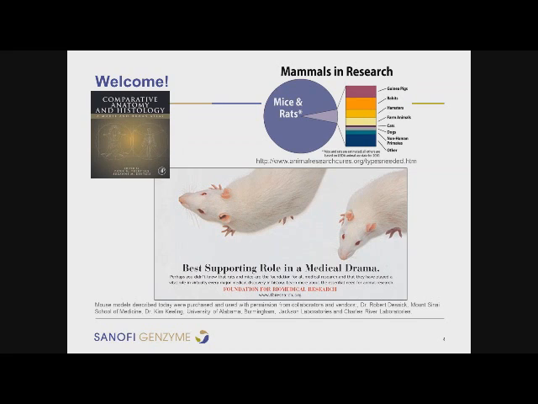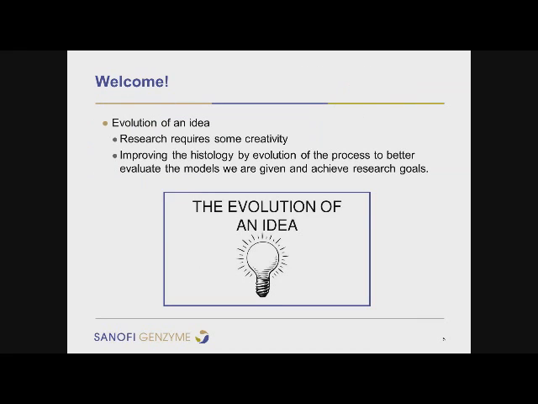And so why are we talking about this today? Well, it all comes down to evolution of an idea. For those of you who are in research, and of course this also applies to those of you doing clinical work, your work requires creativity. One of my responsibilities is to improve the histology by working out better ways to use our different processes. I do this in order to more specifically evaluate the models that were given and to achieve specific research goals.